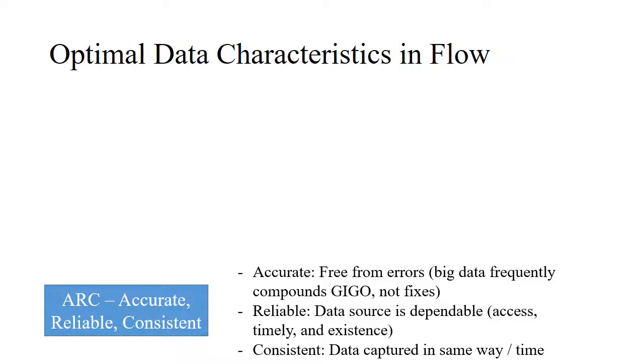Second is reliable, and this means that the data source is dependable. Let's say that we create a model that's using a certain data source, and it's a very, very good model, but when we try to deploy it tomorrow, that data source is now gone. We can't use it anymore. So now what? We might as well not have the model in the first place if we're not going to have that going forward. Are the data sources dependable and reliable? And the third item is consistency: data is captured in the same way every time. So if data is highly accurate, very reliable, and consistent, that is ideal data.